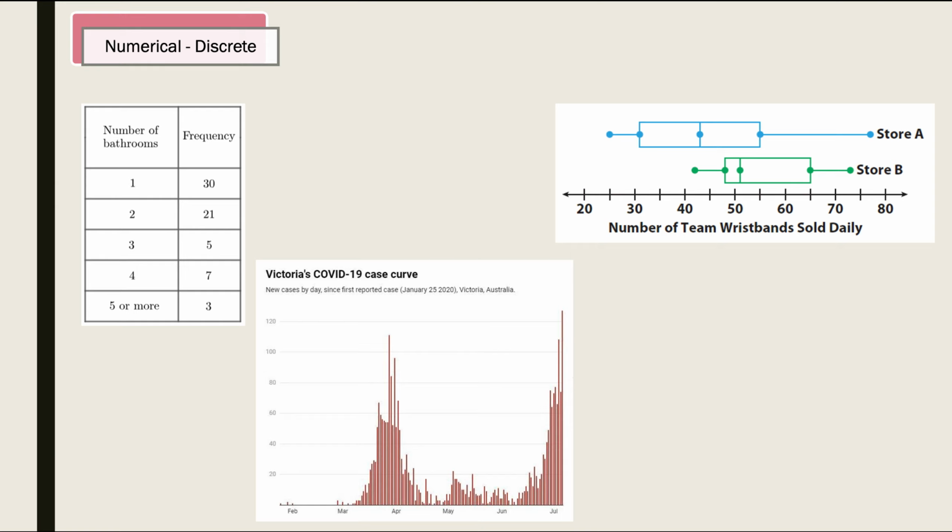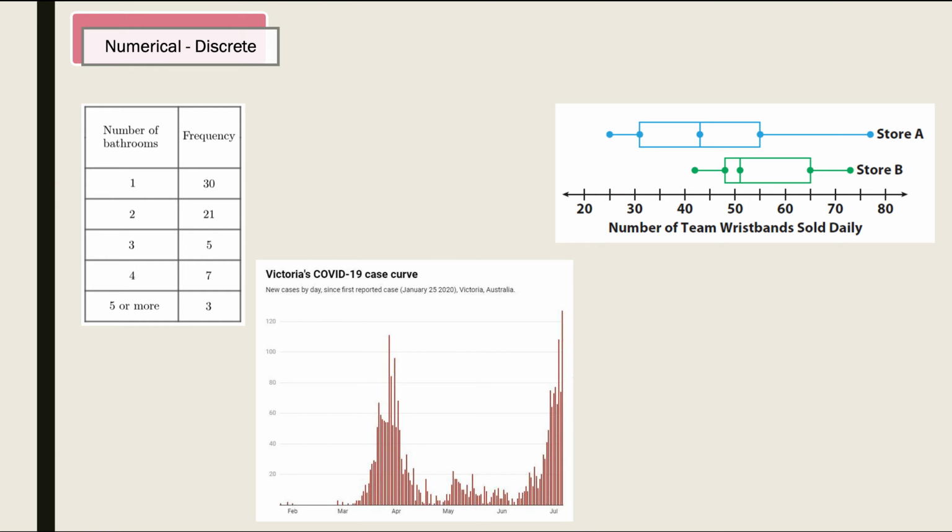Then here in the one at the bottom, we have a histogram of numerical discrete data. So this is Victoria's COVID-19 cases curve. You have seen this a lot lately in the news, graphing how many new cases are reported each day. And we can see here, again, we have 1 case, 2 cases, 3 cases, 100 cases, but we don't have 102.7 cases because we're talking about people here. So this is a histogram of numerical discrete data.